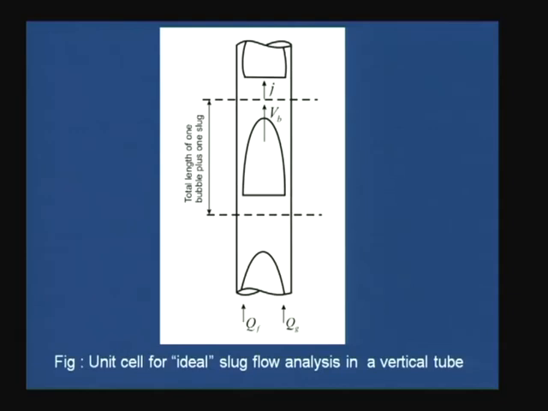We consider ideal slug flow, where we have broken up the entire flow passage into a large number of unit cells. In each unit cell, you find a single Taylor bubble. This Taylor bubble is rising at a velocity u_b, where u_b is nothing but u_g, because the entire gas phase is confined as Taylor bubbles in the slug flow pattern. So u_b is nothing but u_g for the present case, where we have assumed unaerated liquid slugs. Remember this: if we had assumed aerated liquid slugs, then we could not have said this.